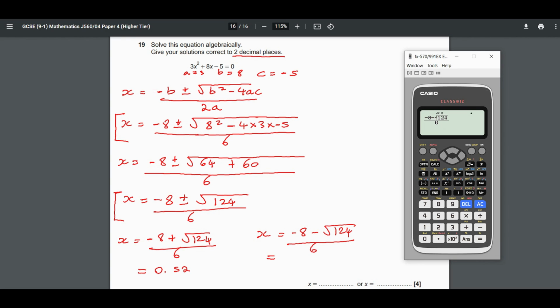And then when you put the minus value, the negative value, so minus 8 minus square root of 124 over 6, you should get another answer, which is minus 3.189. So to two decimal places, it's minus 3.19. So your two answers would be 0.52 and minus 3.19.